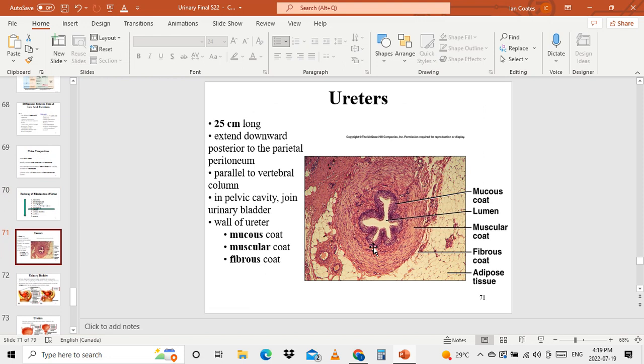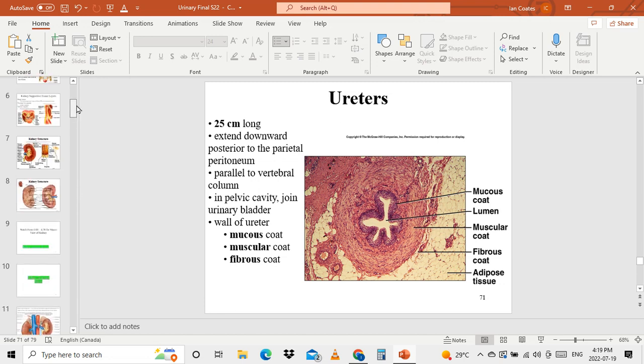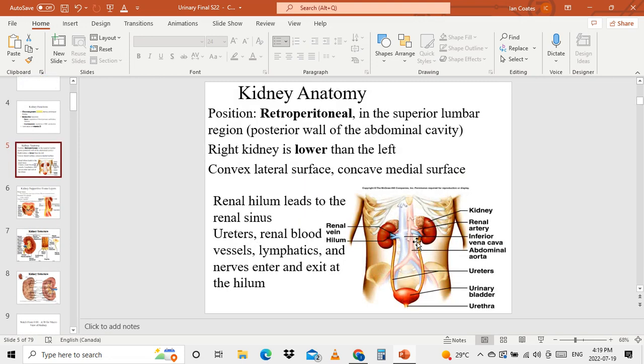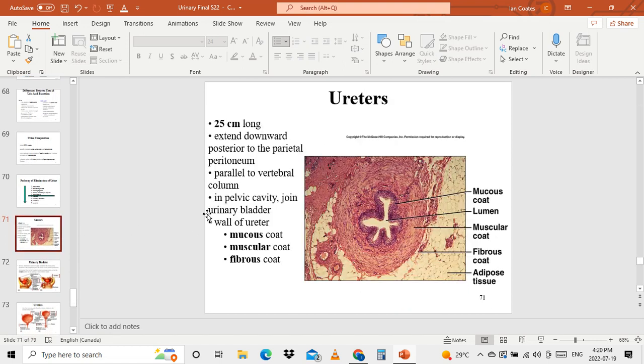So you'll see here, there's your ureter, and your ureter, as you remember, that's slide 71. A lot of slides, eh? Too many slides, Ian. Where are my ureters? Right there. So these are your ureters right here. And they connect the kidneys to the bladder itself. About 25 centimeters long, extends downward, parallel to the vertebral column. Wall of the ureter. Here we've got a mucus coat, muscular coat, and a fibrous coat. And there's your lumen.